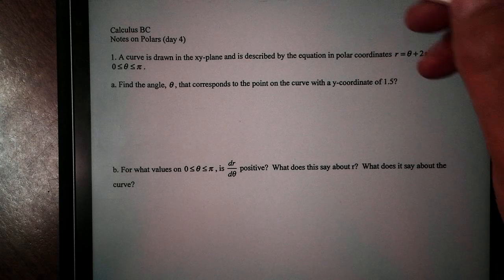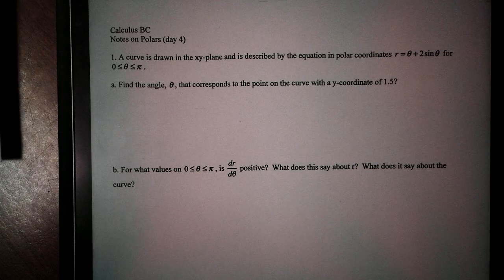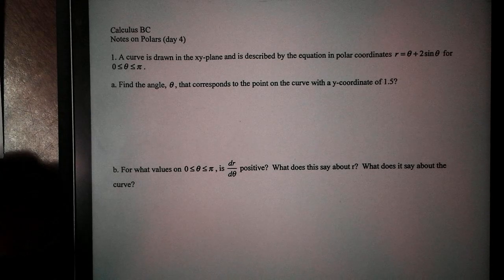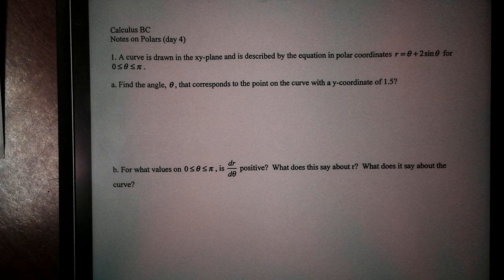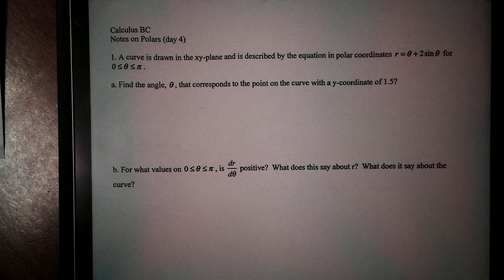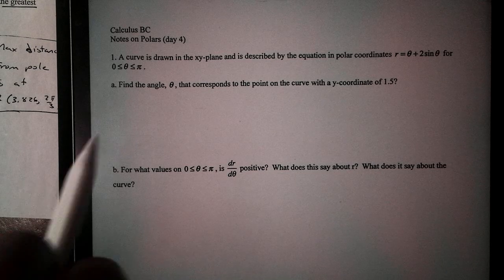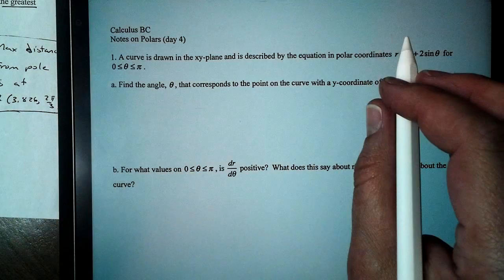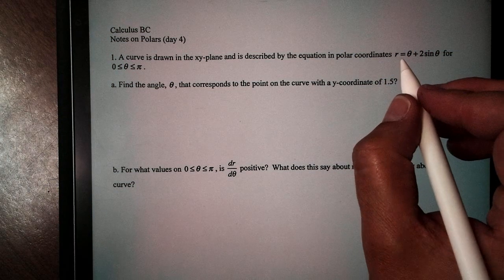Hey, welcome back. Today we're going to continue our discussion with the calculus of polars. And we're going to take a look at some AP type questions, and that will hopefully get us really good at the stuff. Alright, so let's take a look at question number 1. They are telling us a curve is drawn in the XY plane, and it's described by the following polar equation.